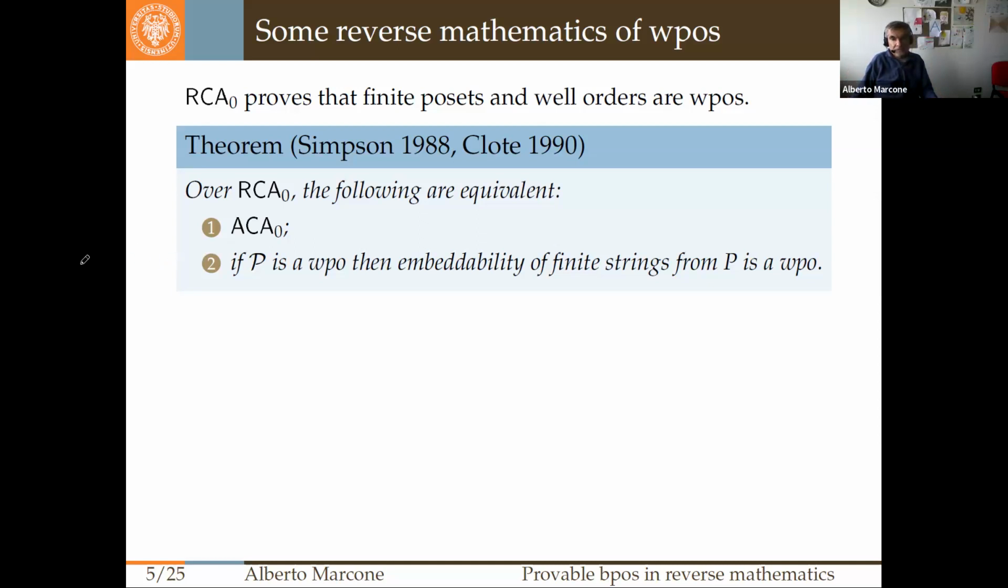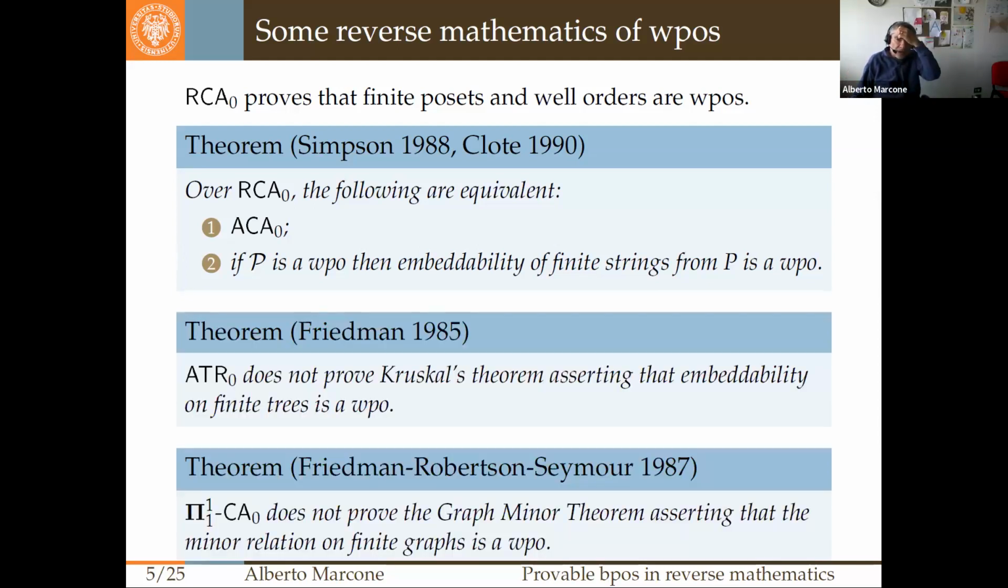So this is a most basic theorem in well partial order theory, and it's actually equivalent to ACA naught. But well partial orders were also used to show that some results that are quite easy to state are actually not provable in even quite strong theories. So I'm thinking of these two theorems. Harvey Friedman is involved in both of them. The first one, 1985, is that ATR naught is not able to prove Kruskal's theorem. Kruskal's theorem is asserting that a certain notion of embeddability between finite trees is actually a well partial order. And Friedman, exploiting a coding of appropriate ordinals into these finite trees, showed that ATR naught cannot prove this result.